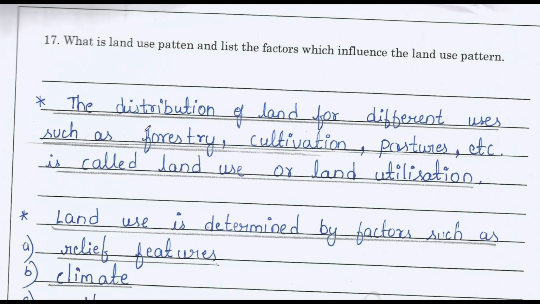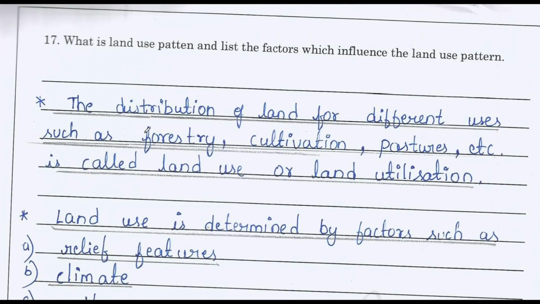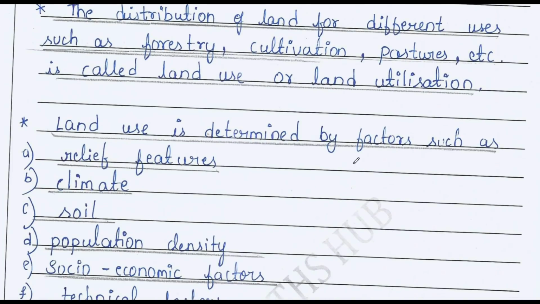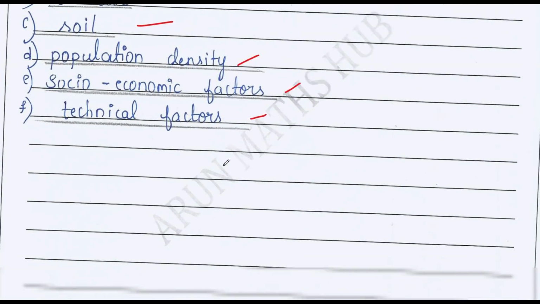What is land use pattern? List the factors which influence the land use pattern, and also the types of land use pattern, which can be seen in the textbook. The distribution of land for different uses such as forestry, cultivation and pastures is called land use or land utilization. Land use is determined by factors such as relief features, climate, soil, population density, socio-economic factors and technical factors.